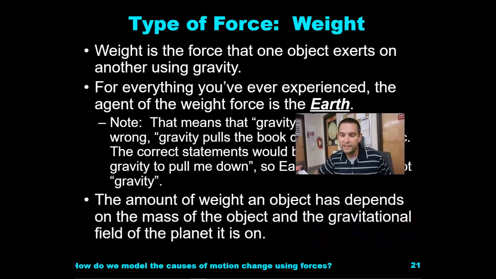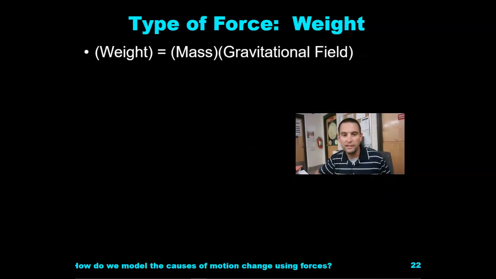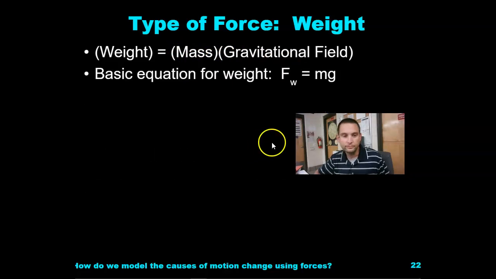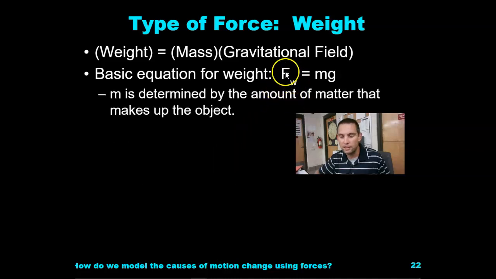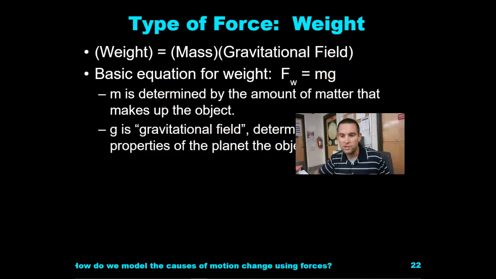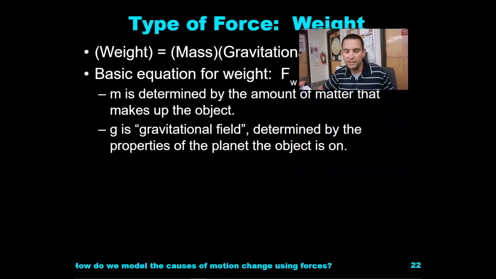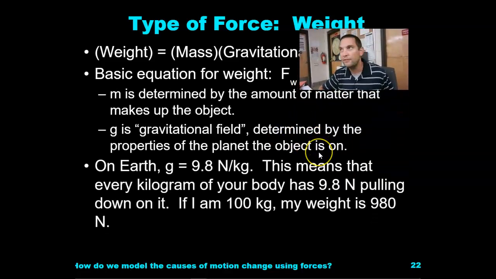The amount of weight an object has depends on the mass of the object and the gravitational field the planet is on. Weight is our mass times the gravitational field that we're in. The basic equation for weight is F sub W equals mg. Again, F sub W is measured in newtons, mass is measured in kilograms, and this g, we haven't talked about that yet. Gravitational field is determined by the properties of the planet that the object is on. So how heavy the planet is, how big the planet is, the radius.